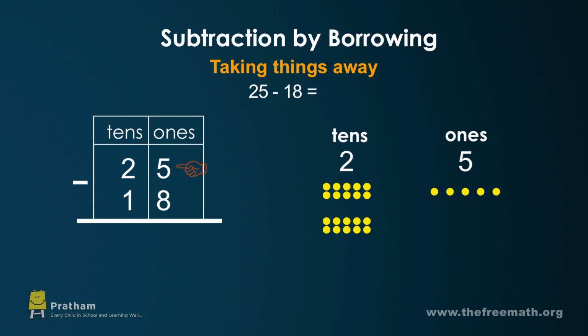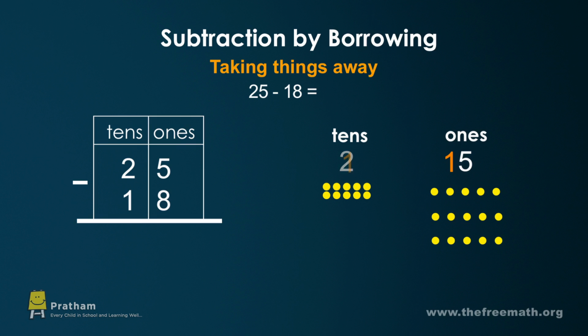How do we do that? Let's move one group of 10 from the tens column to the ones column. So now if you look at the ones column, you have 15 dots. You had 5 dots before and now you got 10 more. So you have 10 plus 5 which is 15.